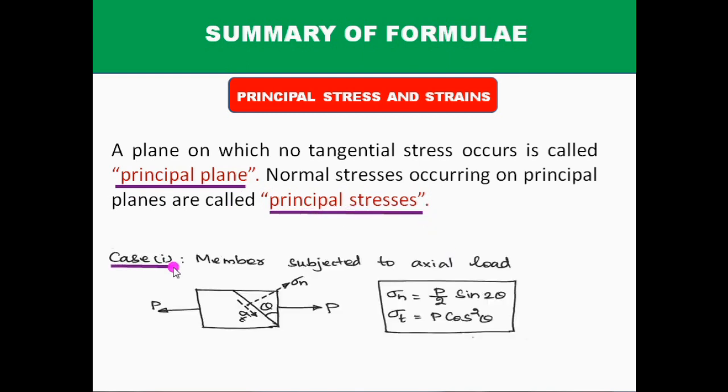Let's consider a member subjected to an axial force P. Normal stress sigma n and tangential stress sigma t for a plane inclined at an angle theta with vertical are calculated by using this formula.